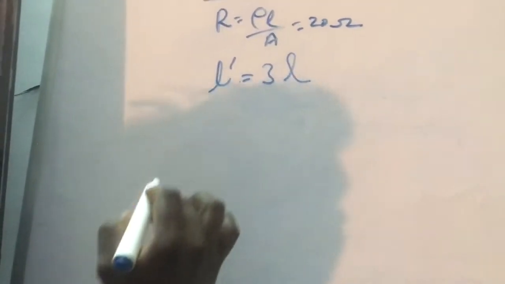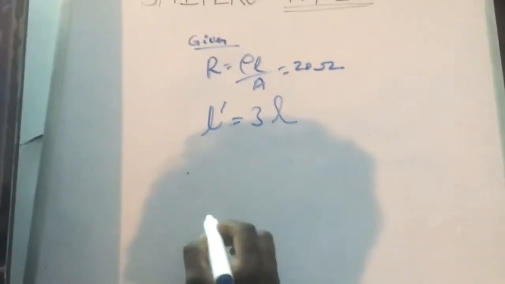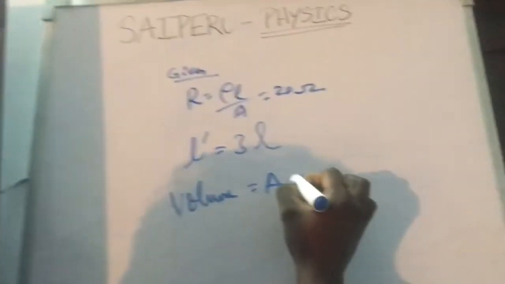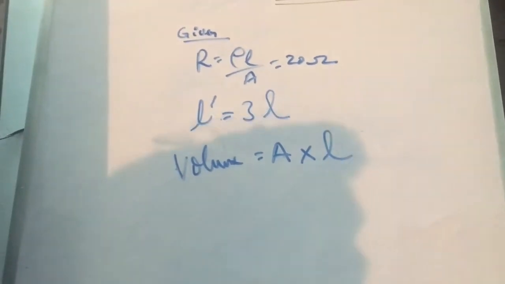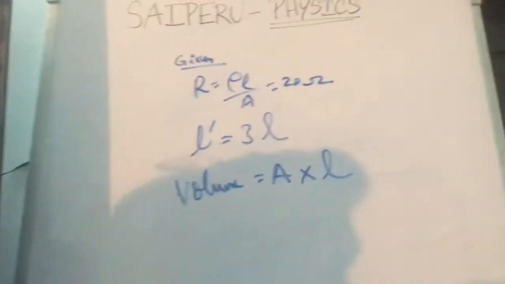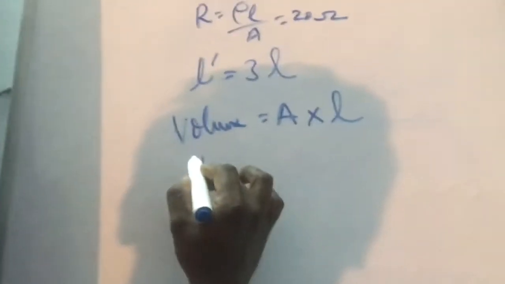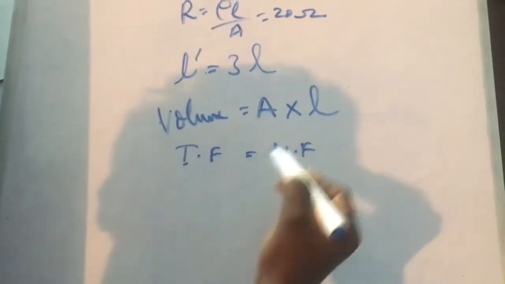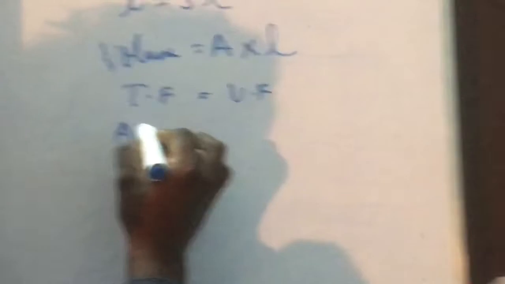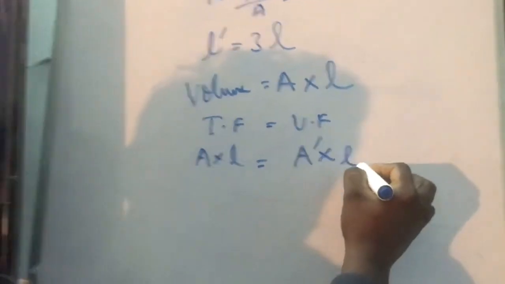Now we are going to calculate the change in area. For that, I told you to remember the volume formula. Volume is area into length. If the length is changed, automatically the area will change, and the volume will remain constant. Whatever stretching or compressing is happening, the volume of the material will not change. So the initial volume is equal to the final volume. Initial volume is area into length. After stretching, the area becomes A dash and the length becomes L dash.